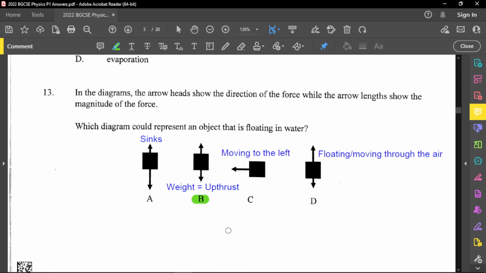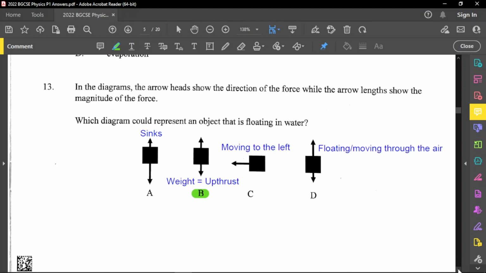So therefore, it will stay on top of the water. So it will be floating. So B is the correct answer. Option C is going towards the left because that's the only way the force is actually applied. And for D, this one will be moving vertically through the air because the upward force is greater than the downward force. So this will continue to move upwards. So it's not floating on the water. It will move above the water.